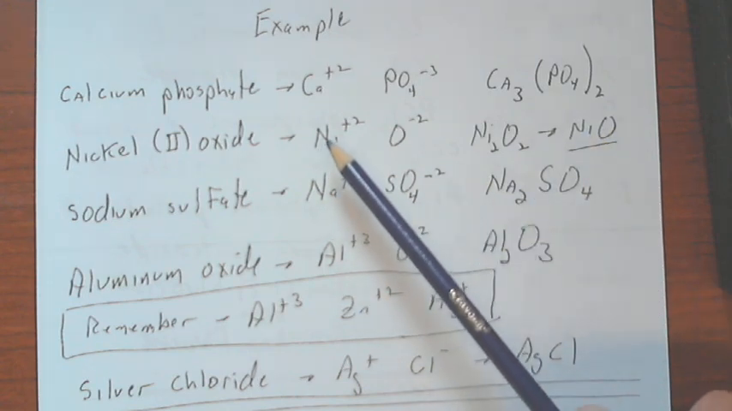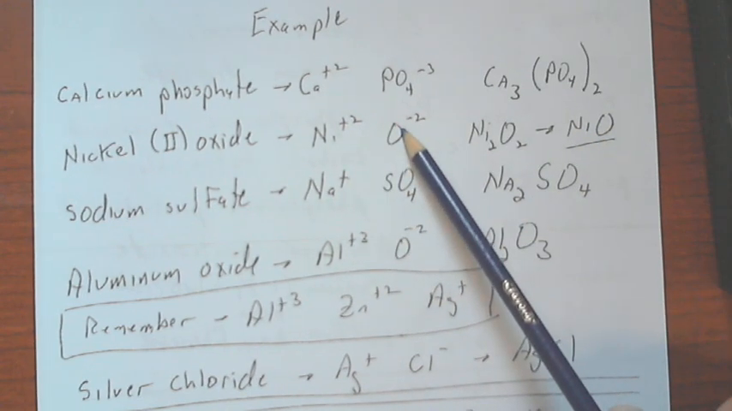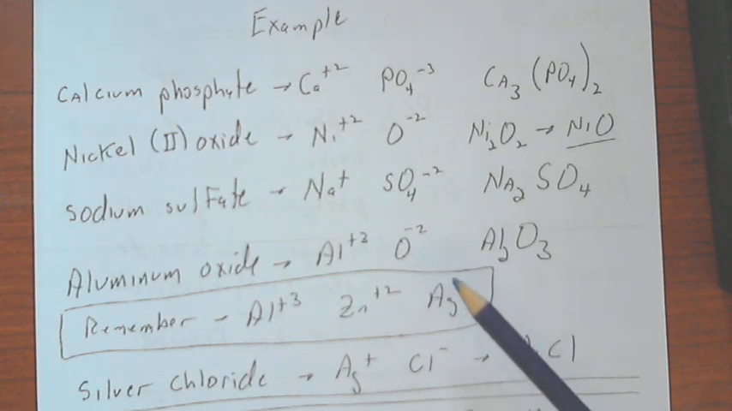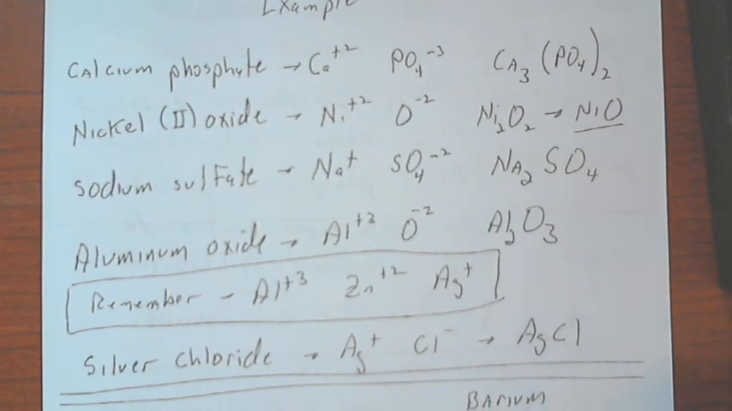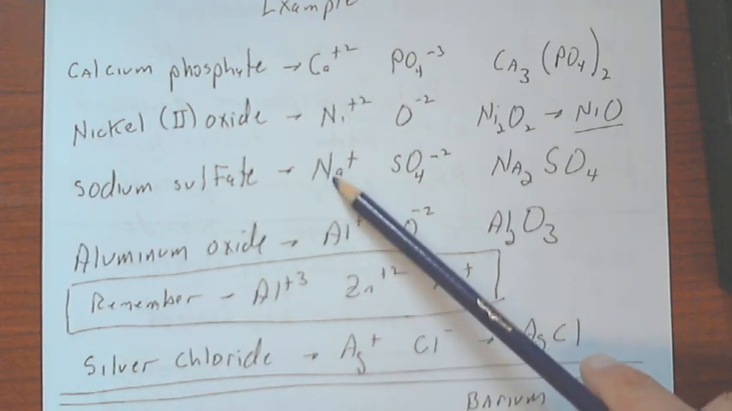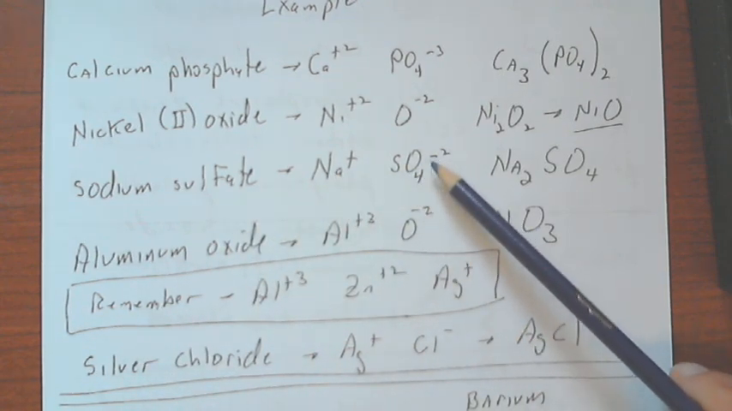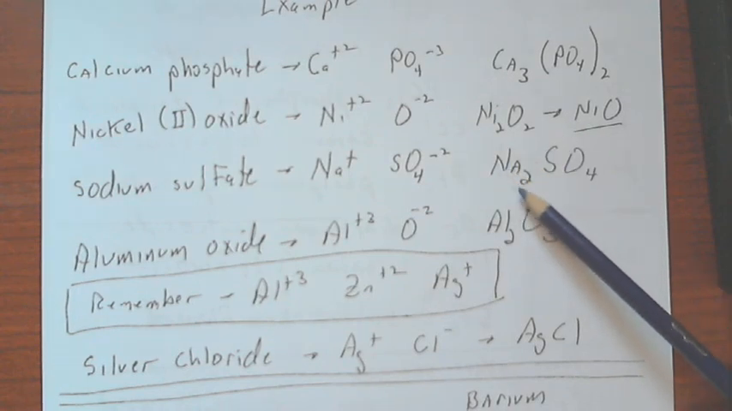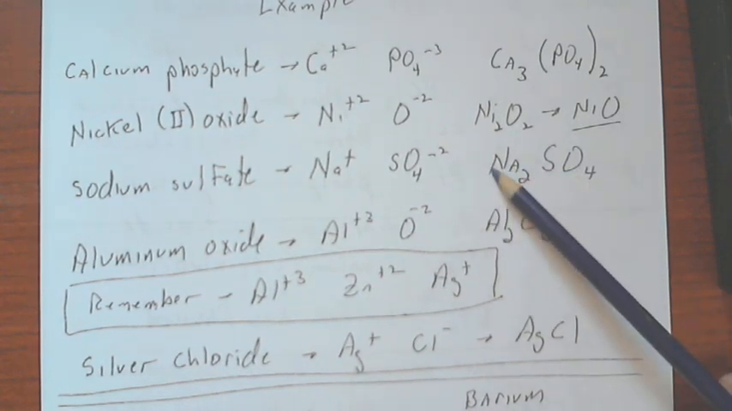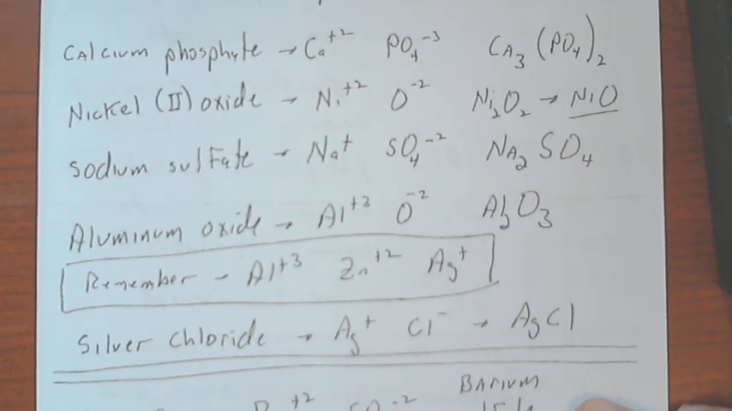Remember, salt is a cation with an anion in a repetitive structure, like in a salt. Sodium sulfate, sodium's plus 1 because it's in that first row. Sulfate committed to memory, SO4 minus 2. Crisscross, you get 2 sulfates for one. You get 2 sodiums for 1 sulfate.